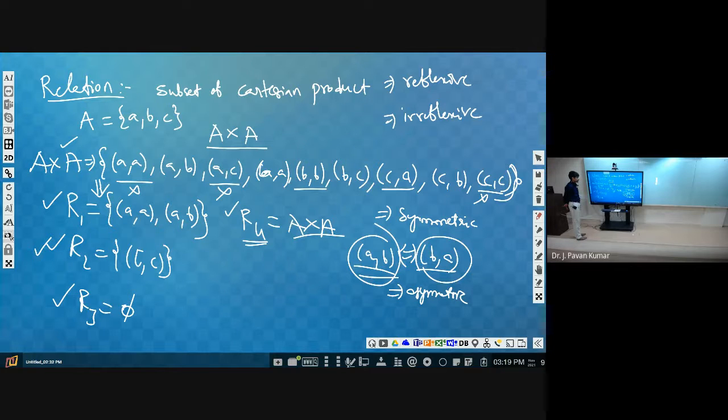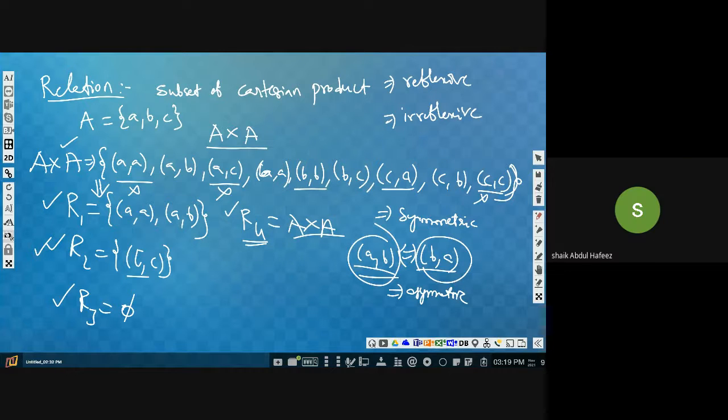Is R2 asymmetric or not? No, sir. Why? Because the symmetric pair of (C, C) is also (C, C), which is present, so we should not have (C, C) in an asymmetric relation. Now the question is, can we have a relation both reflexive and asymmetric? No, sir. Can we have a relation both symmetric and reflexive? Yes, sir.